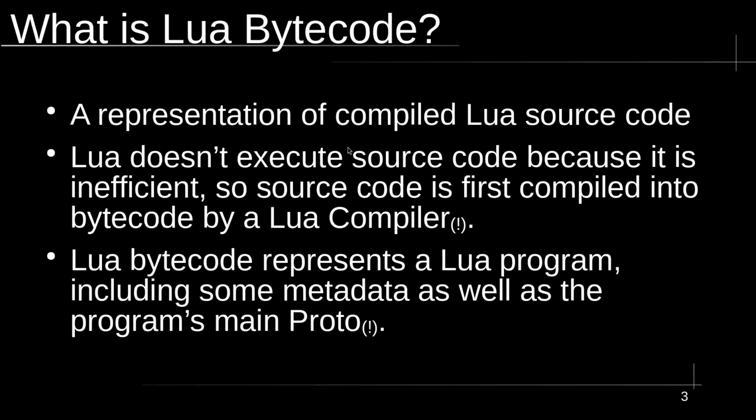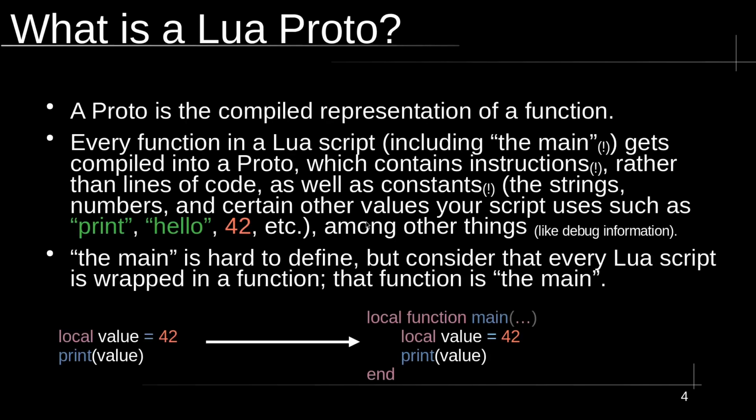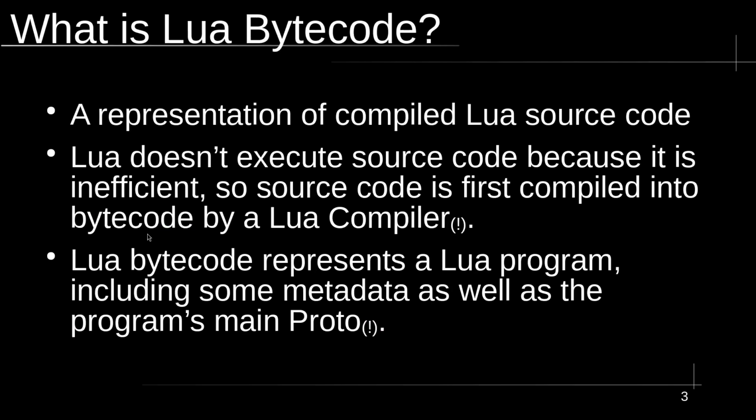Well, what's a proto? We talk about the bytecode representing a main proto. Well, a proto is just the compiled representation of a function. Every function in a Lua script, including the main, gets compiled into a proto, which contains instructions rather than lines of code, as well as constants, the strings, numbers, and certain other values your script uses, such as print, hello, 42, etc., among other things like debug information. So, bytecode is the compiled version of Lua source code, and it contains a proto, which is a compiled version of a function.